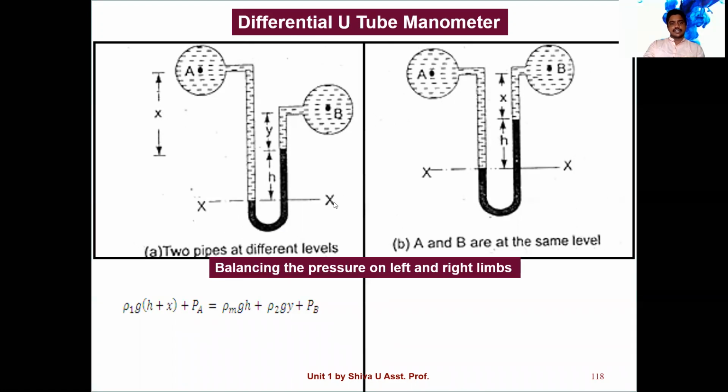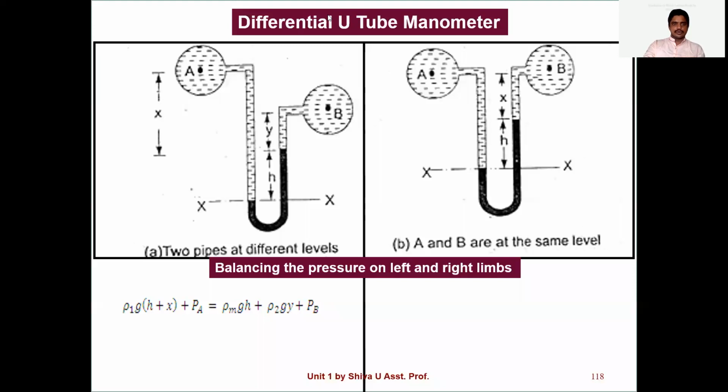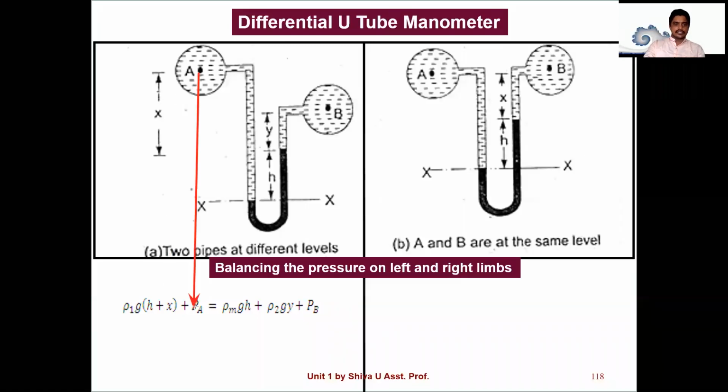Applying the equilibrium position at this x-x axis, directly we have the pressure at point A, that is PA, the pressure available at point A. And here, if you notice, this is at a height above this one, so that is h plus x. It is not h plus y, because we are talking about this left side limb, so it is the total height of x plus h. The liquid density is the same, so that is represented with rho 1 g into (h plus x).